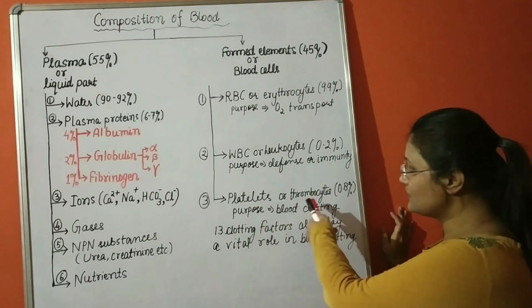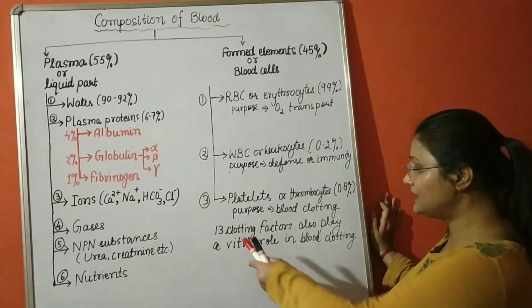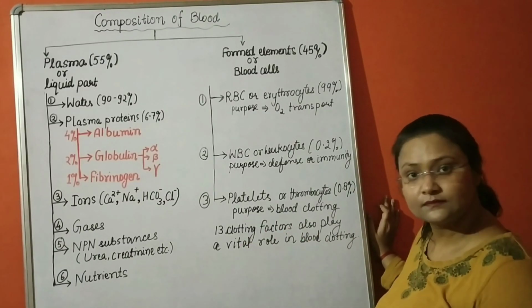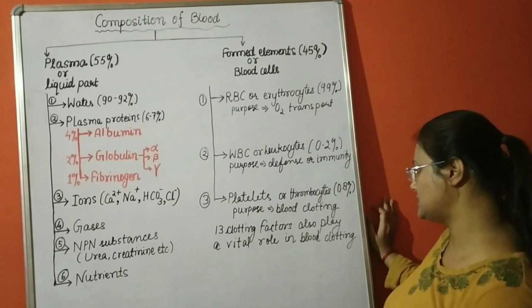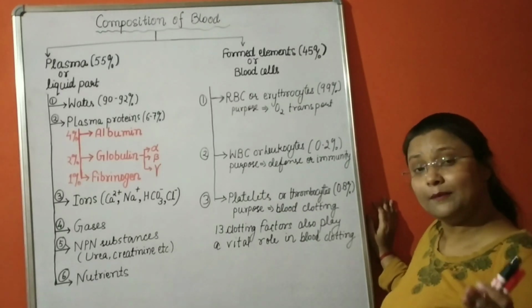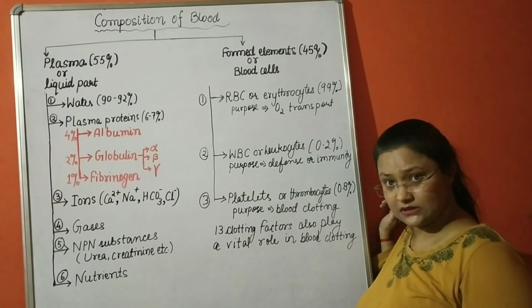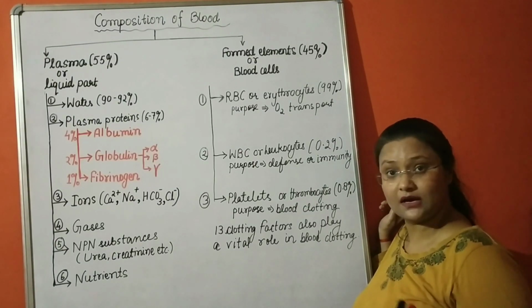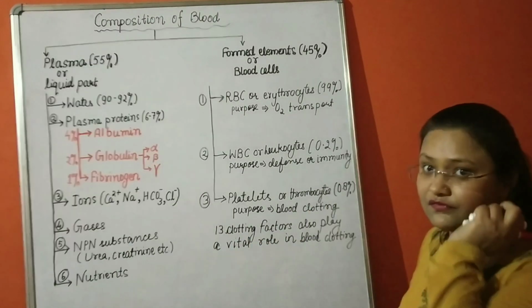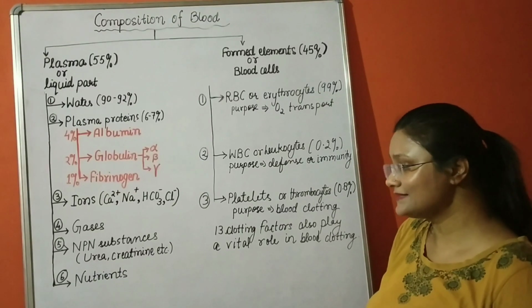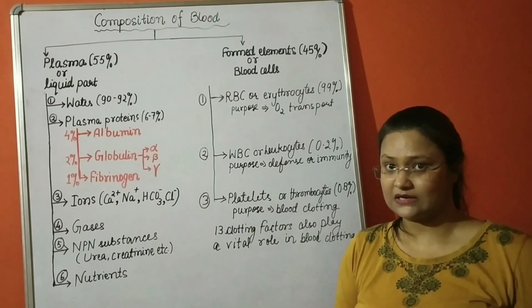But these platelets or thrombocytes do not perform blood clotting without 13 clotting factors. These 13 clotting factors are a type of proteins, and they all are important for blood clotting. Even if one of these factors is absent in the blood, then blood clotting will not occur. So all of these 13 clotting factors are important for blood clotting. Now let us discuss some important terms related to blood clotting and blood functions in our body.